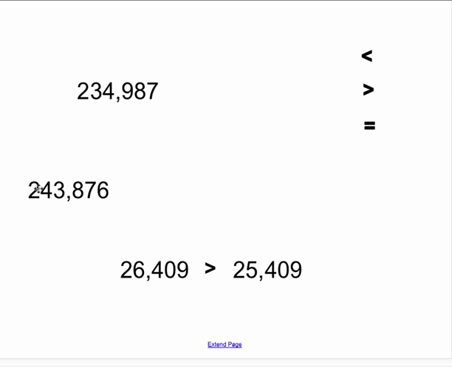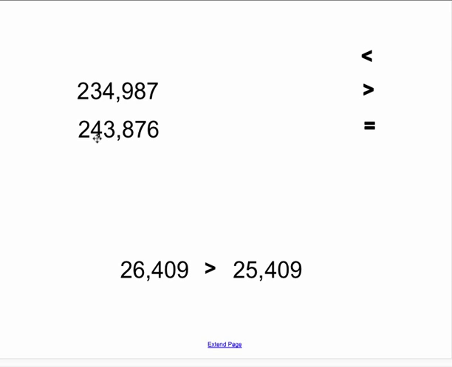234,987 compared to 243,876. Notice how I stacked them on top of each other, lining up that ones place value, the 7 in the ones place and the 6 in the ones place. We're going to start at the left. The 2's are the same in the hundred thousands place. Oh, and then I have a 3 in the 10,000s and a 4 in the 10,000s.